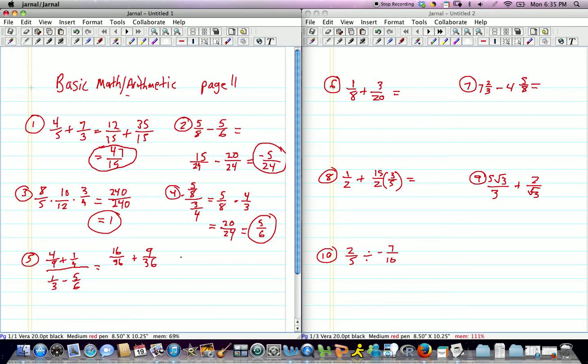Now I can combine these two things together by adding. 16 plus 9 gives me 25. I keep the 36. Now I've just done the top part only. I want to now work on doing the bottom part.